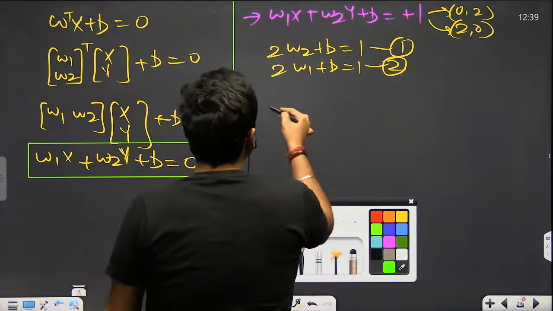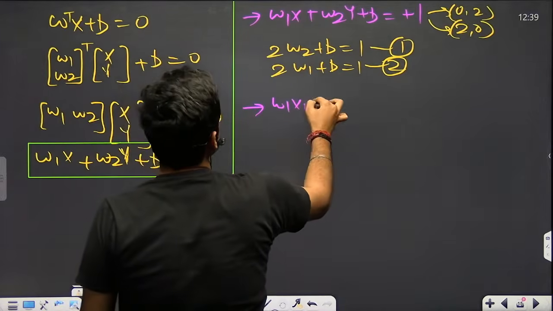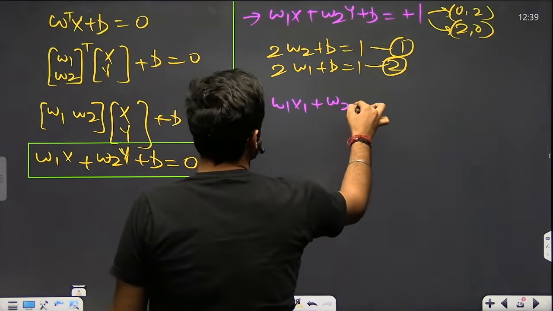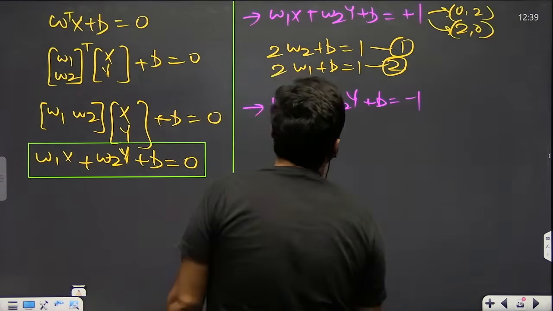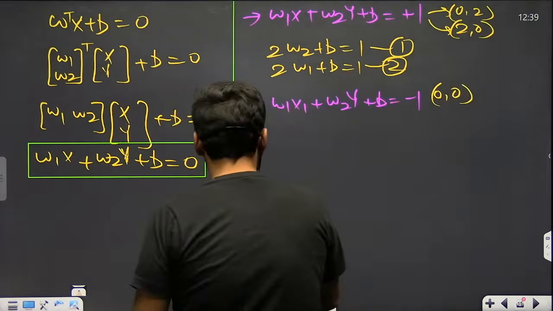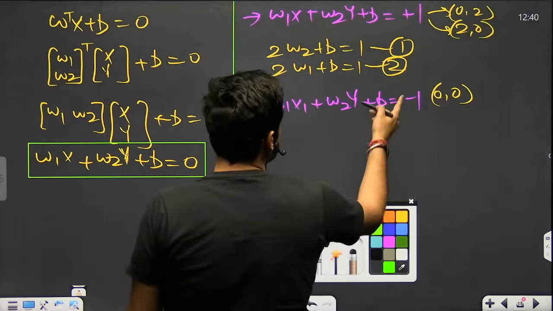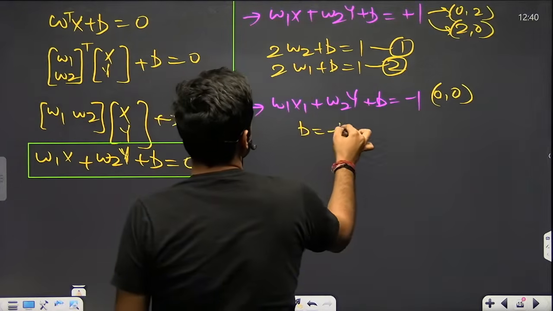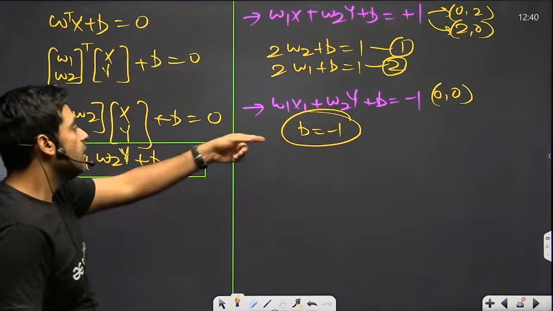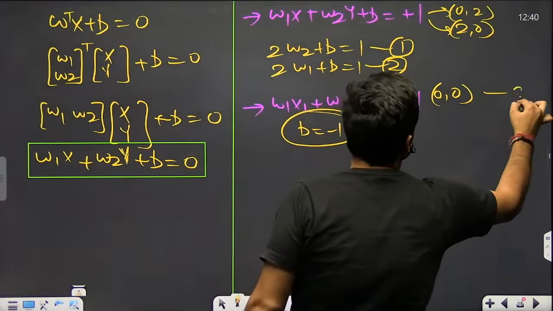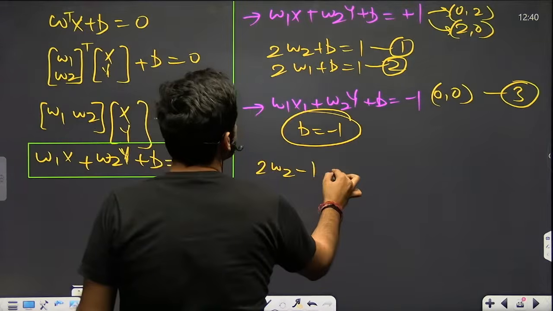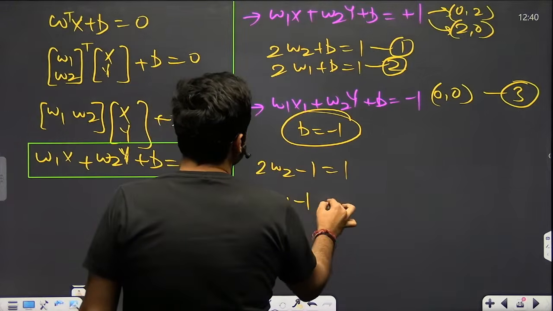And for the third one, w1x1 plus w2y plus b equals -1. And this is for which point? This is for point 0, 0. So I'll put this point here, and I would be getting bias equals -1. So this is equation 3. Now I put this in the others: I would be getting 2w2 minus 1 equals 1 and 2w1 minus 1 equals 1.